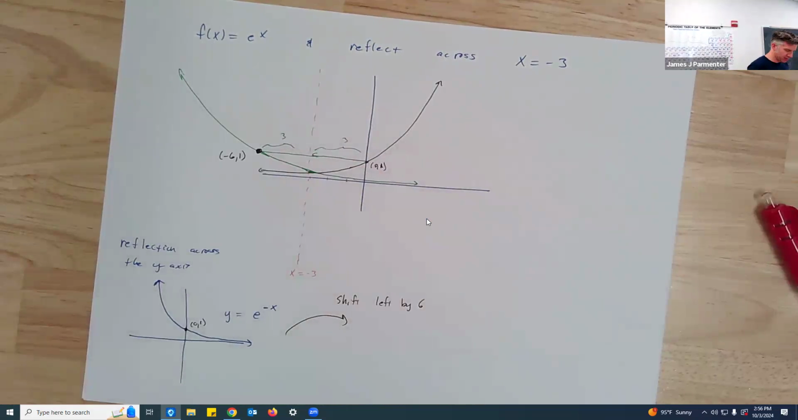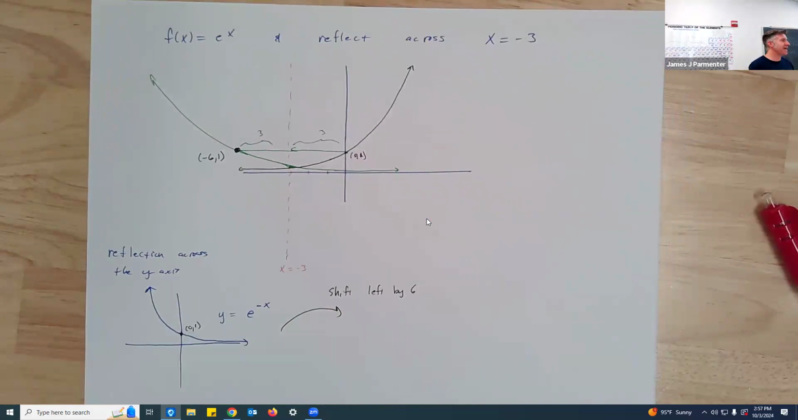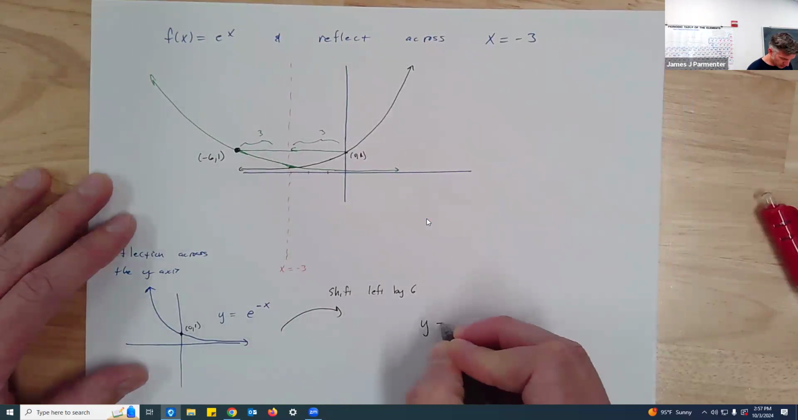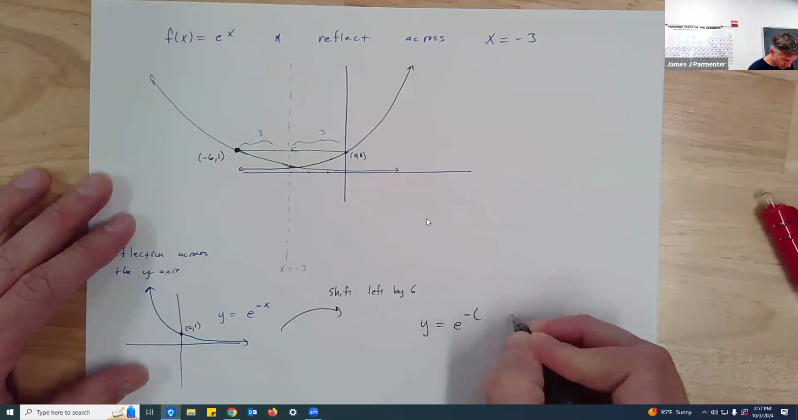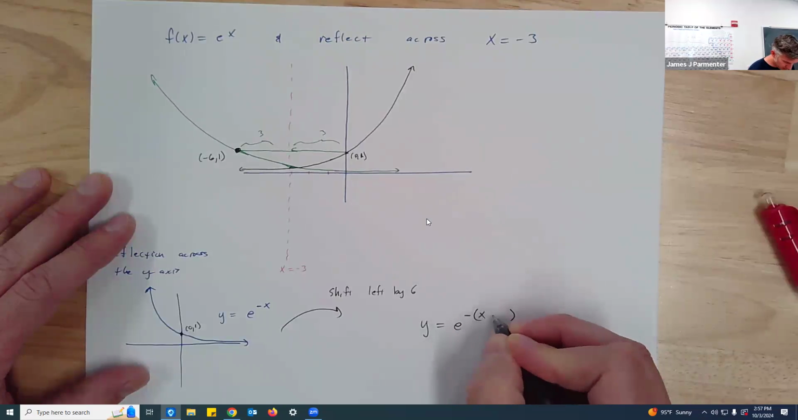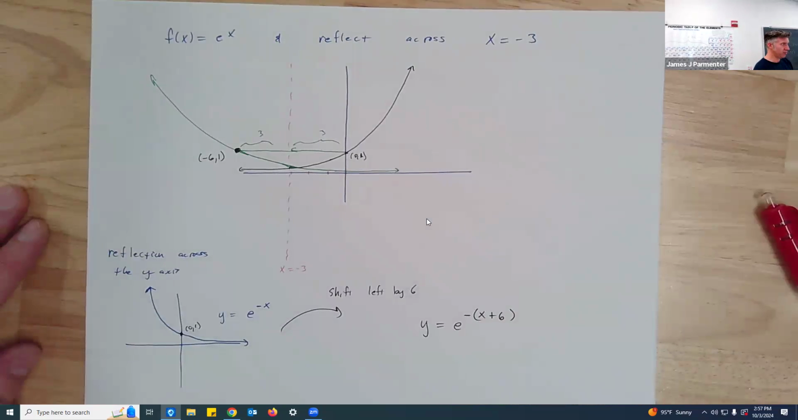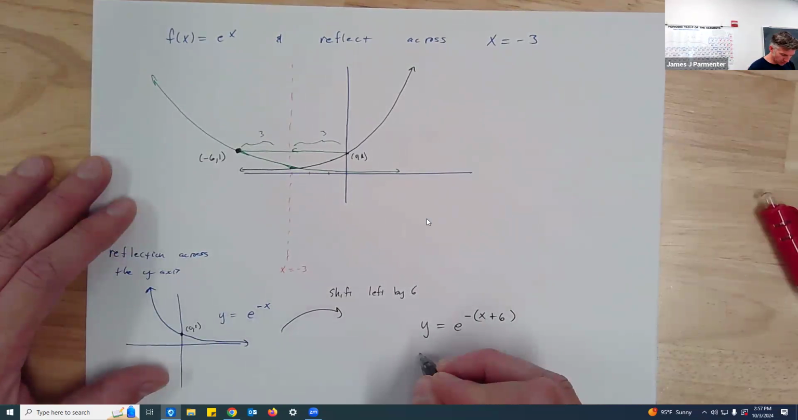What I want to happen, sorry, it's all tilted, is that when I plug in -6, I get +1 as my output. That means I need -6 plus 6 to give me a power of 0. So I think I want this to be y equals e to the negative parentheses x plus 6. Then when I plug in -6, I get e to the 0, which is 1. That seems right to me. And if you wanted to distribute this, you could write it as y equals e to the negative x minus 6.